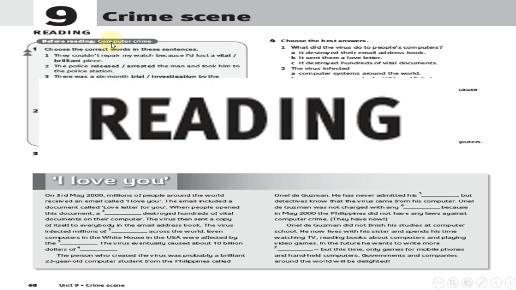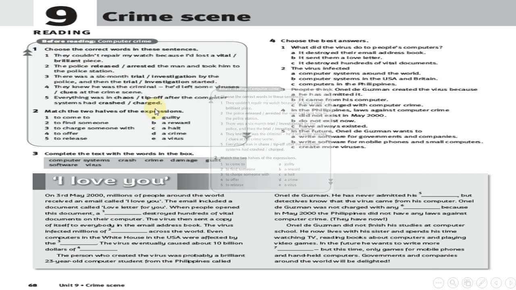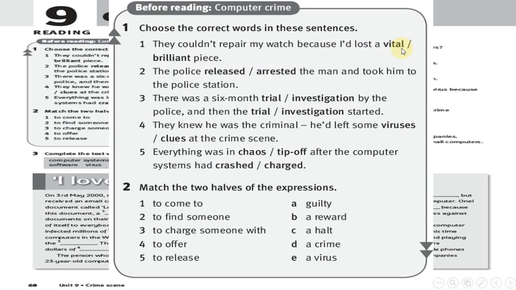First of all, let's go with the reading exercise. It will be like a revision tool to revise the vocabulary or the new words we discussed last time. If you see them here, let's take them as a revision, okay? Let's start reading the exercise. Choose the correct words in these sentences. Number one, they couldn't repair my watch because I'd lost a vital or brilliant piece.